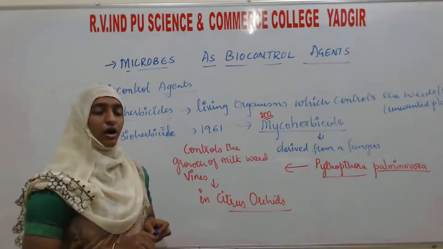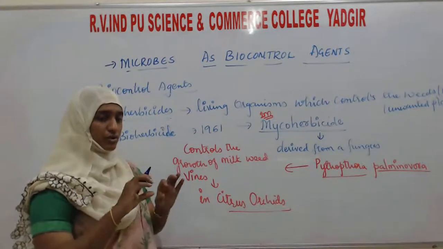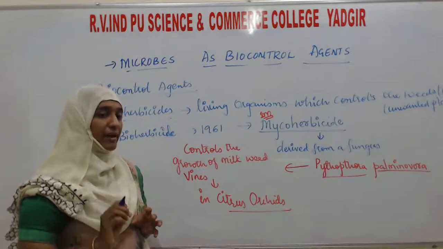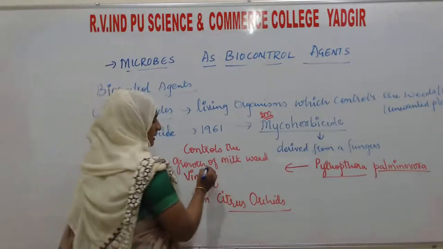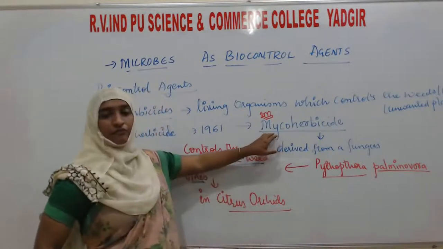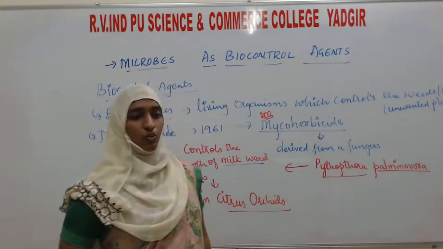the milkweed, you had commonly seen that if you turn some of the leaves or stem, there will be milk that separates from the plant. That is a very unwanted plant. So their growth is controlled by what? By a fungus that is known as Phytophthora palminivora.